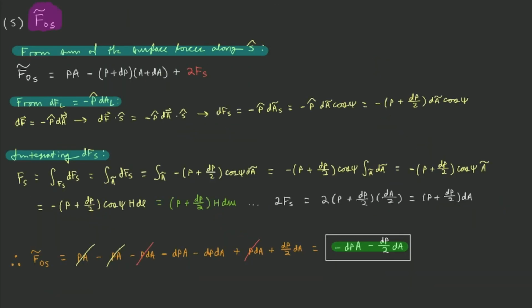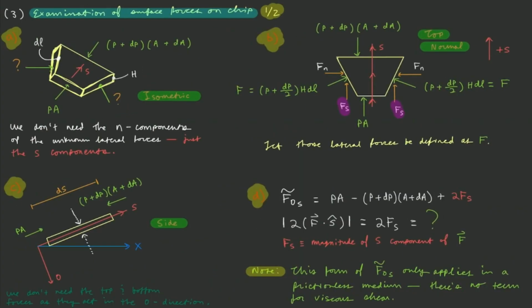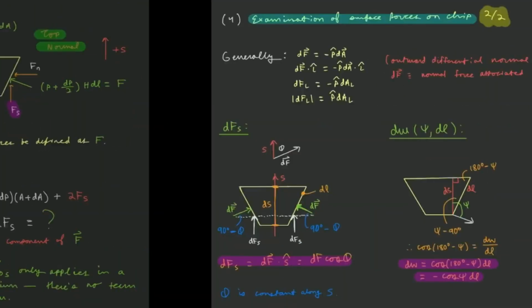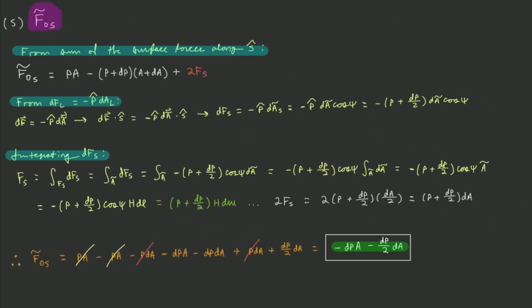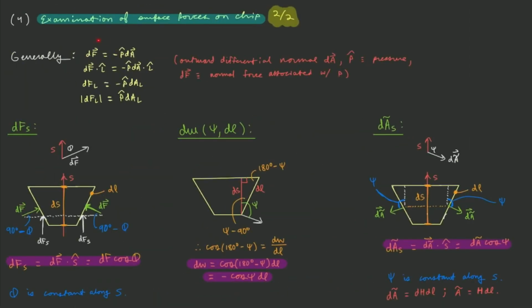So F tilde OS, we've already derived this form of the equation. F tilde OS is equal to PA minus P plus dP times A plus dA plus 2Fs. We have a differential force on the side of our prismatic chip, and we want to find the S component of that force because we're trying to find Fs. If we go back to the prismatic chip, we're trying to find the component of this force in this direction. Well, we have an equation for that now. It's this equation right here. From the equation that we just reviewed, we see that dFS is equal to negative P hat dAS.